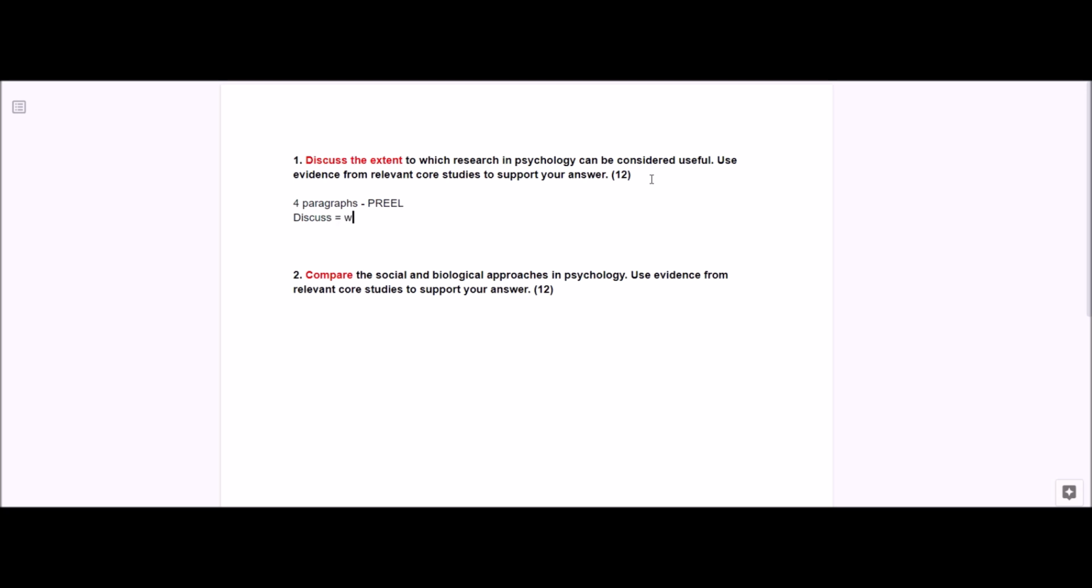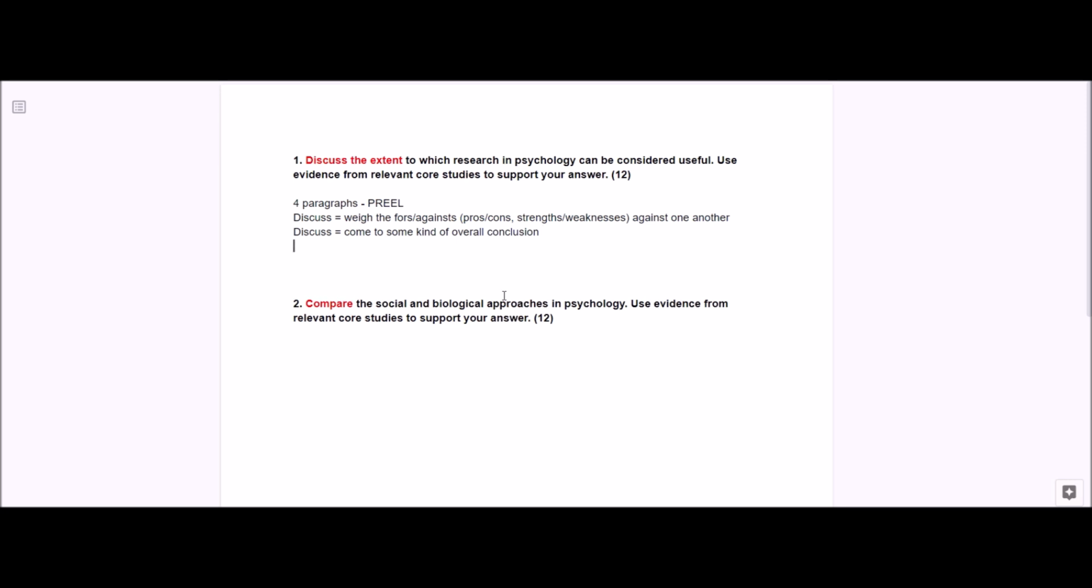So discuss means you need to weigh the fors and the againsts against one another. The fors and the againsts, or that could be pros or cons, or it could be weighing the strengths and weaknesses against one another. It all depends on the type of question being asked, but as this is discuss the extent to which psychology can be considered useful, it's the fors and againsts.